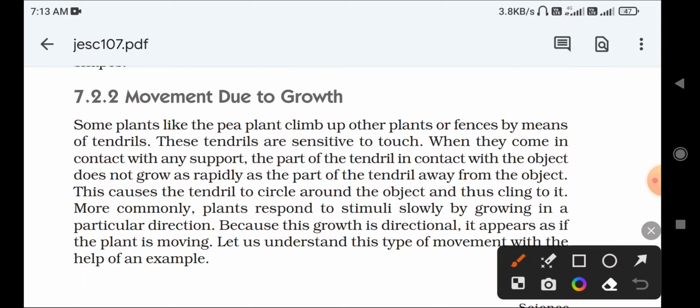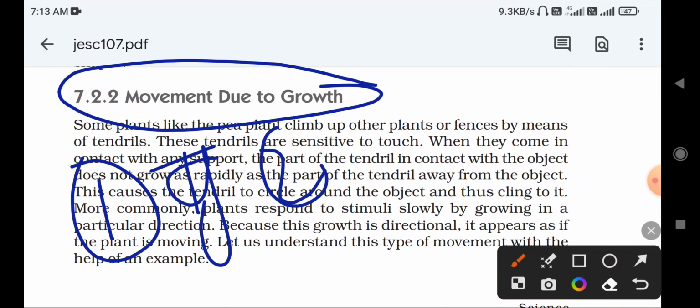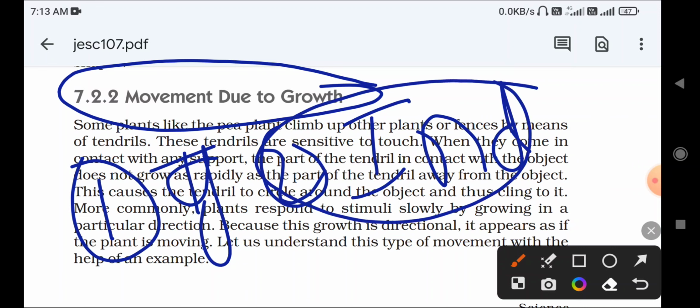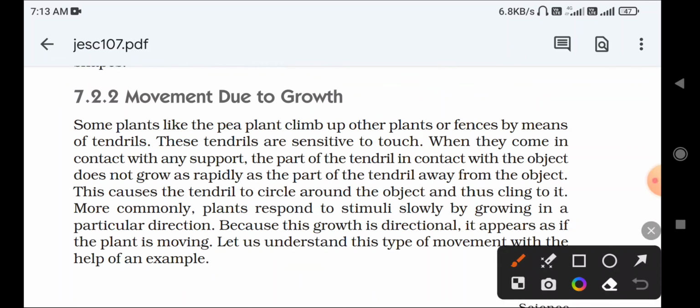Next topic, movement due to growth. In previous videos we discussed that there are two types of plant movement: one is growth-related movement and the other is independent of growth. We discussed movement independent of growth. Now we'll discuss movement dependent on growth, or growth-related movement in plants. So, movement due to growth.